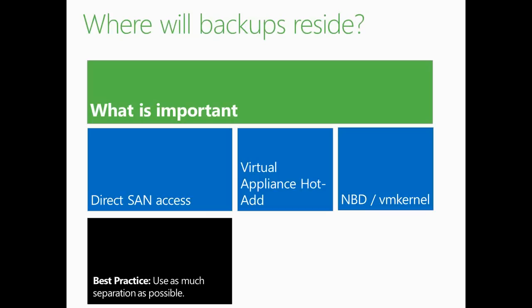It's hard to make a blanket recommendation, but usually if you're iSCSI, I would say direct SAN. If you're fiber channel, I would say direct SAN or hot add. If you're NFS, I would say hot add or network mode in those kind of general recommendations. And if you're direct storage, I would say hot add. So as a general rule.